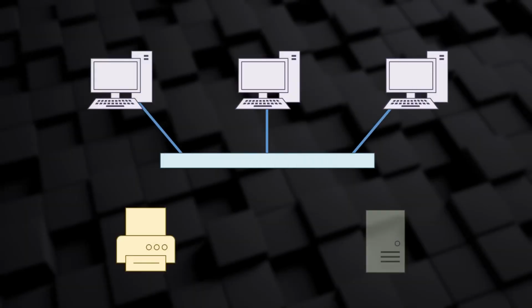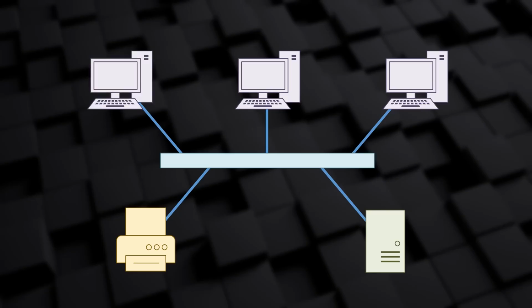Let's go back to our SOHO network for a while. We use diagrams like this to show how a network fits together. Notice that this is the logical view of the network. It doesn't show all the physical details like the number of switches used, the type of cabling and so on. It's just a simple way to show how things fit together.